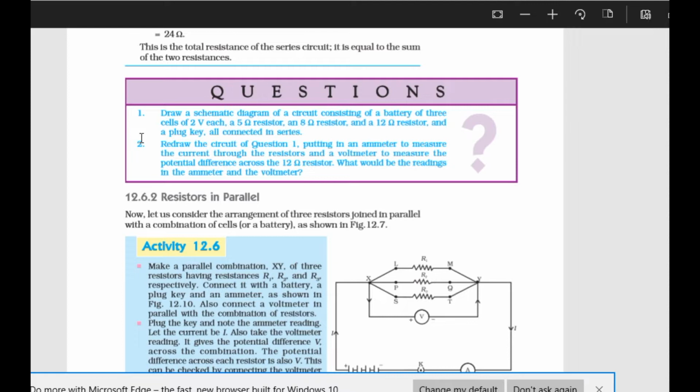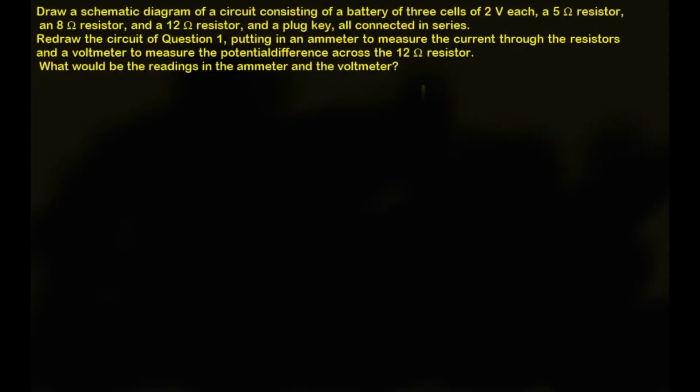The second question is, redraw the circuit of question number 1, putting an ammeter to measure the current through the resistor and a voltmeter to measure the potential difference across the 12 ohm resistor. What would be the readings in the ammeter and voltmeter? So these two questions I merged into a single one, and you can see that on this screen.